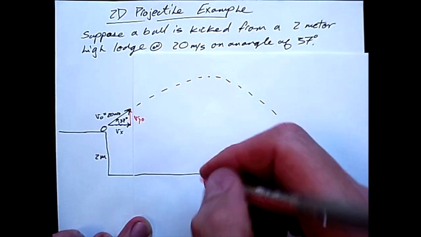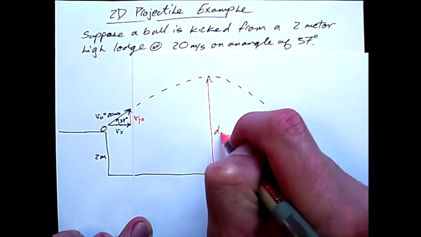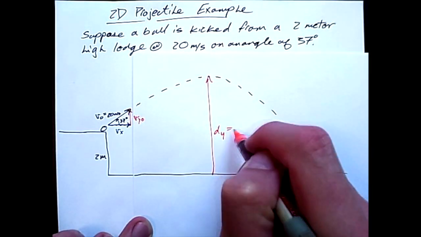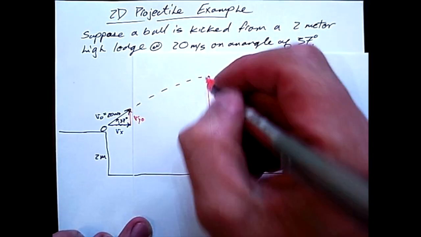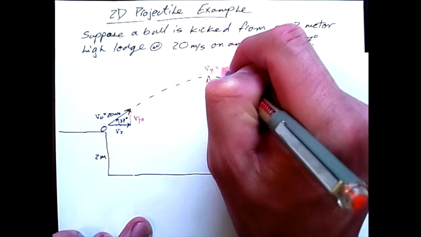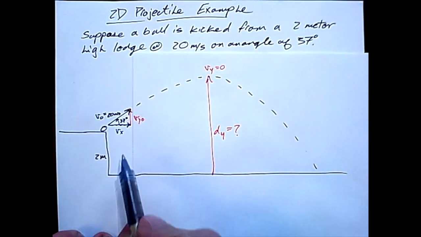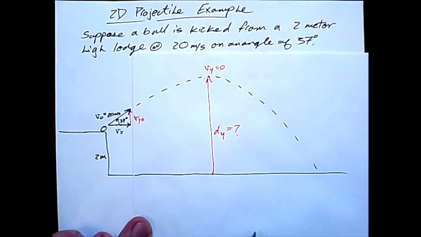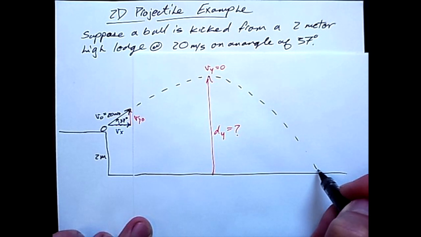And so then there are questions about certain positions, like here would be how high it goes. Dy is a question. It's important to note that at this particular location, we know that Vy is equal to 0. The time frame for how long it takes to move across from one point to the other would be the entire process from here to here.